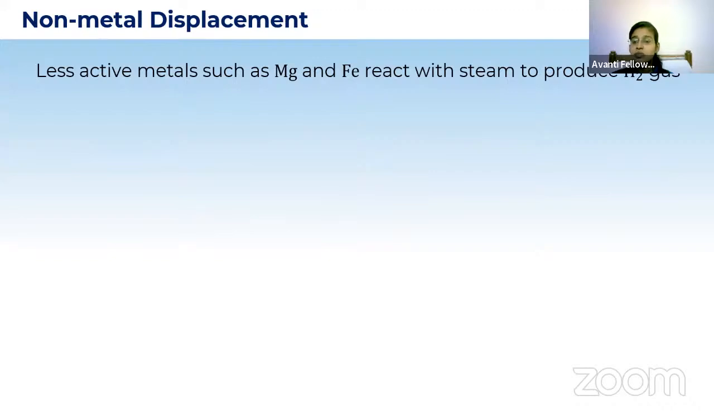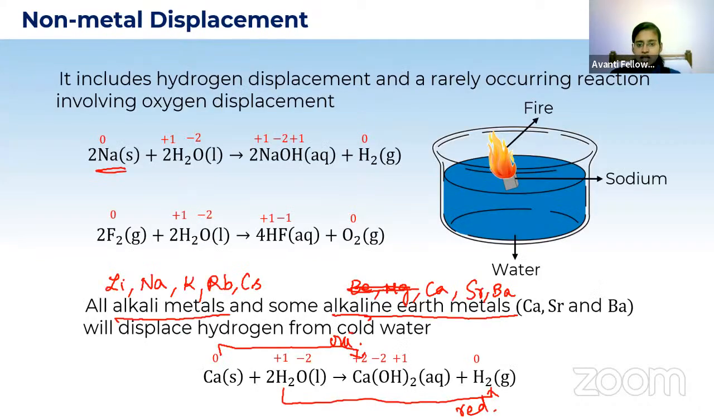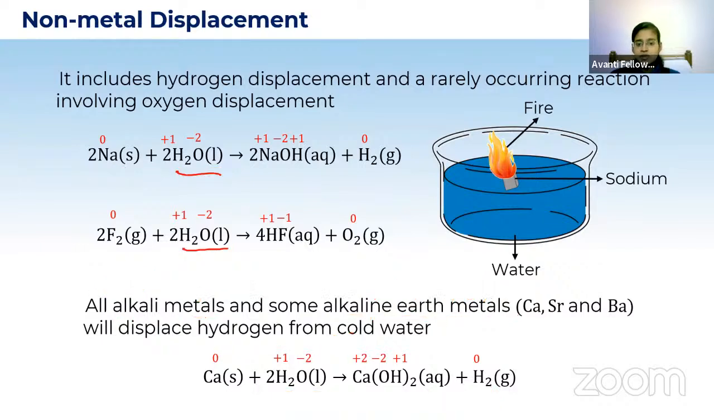React with the steam to produce the hydrogen gas. What is the difference between the previous reaction and this statement? In the previous reaction, in all the cases, H2O is present in its liquid form. So all these elements can react with water in its liquid form.